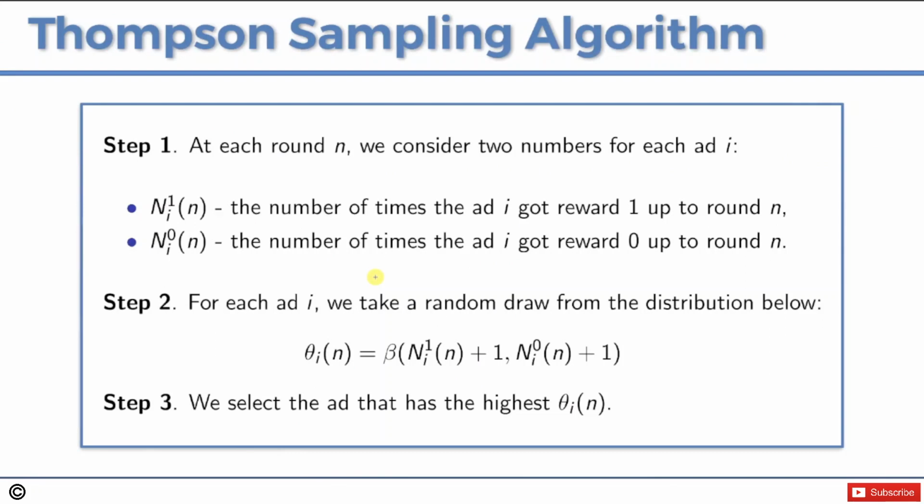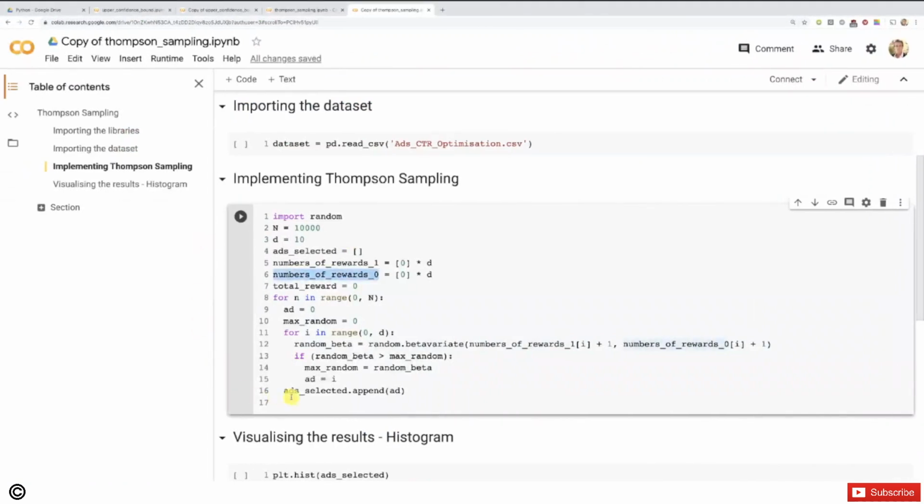We can actually see that clearly in step 1. Ni1(n) is the number of times the add i got reward 1 up to round n. So if at a new round we get a reward 1, this has to be incremented by 1. And same with this one, this is the number of times the add i got reward 0 up to round n. So if at our round n we got a reward 0, this needs to be incremented by 1. And therefore, since we have 2 different conditions, we need to do, naturally, an if condition, once again. But a simple one, an if condition that will just check if the reward is equal to 1.